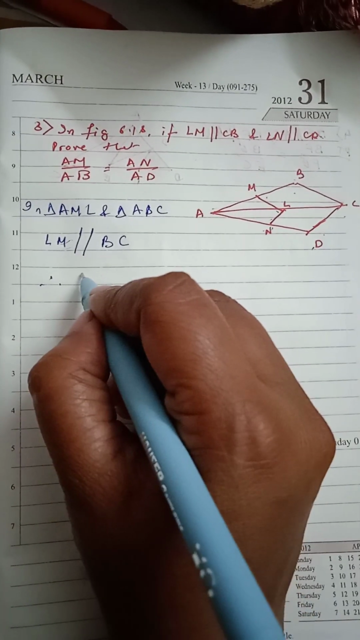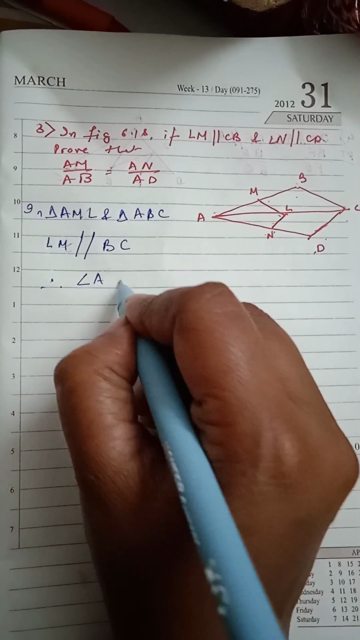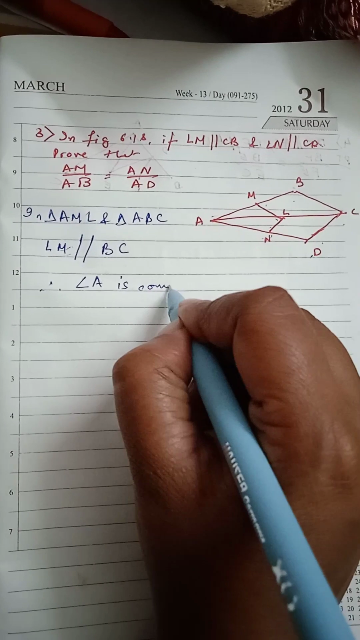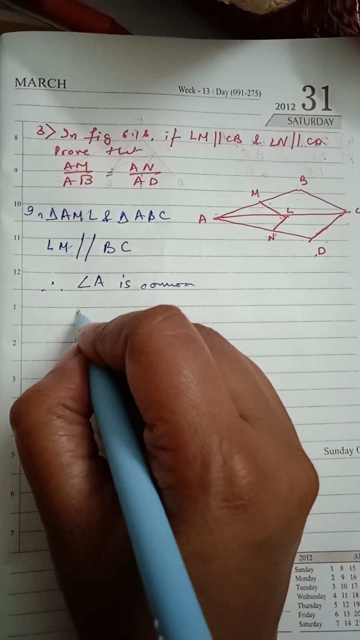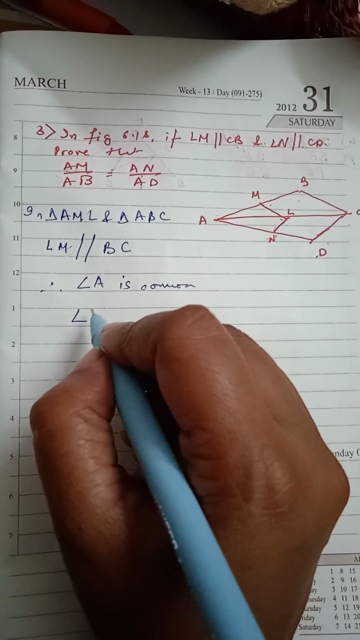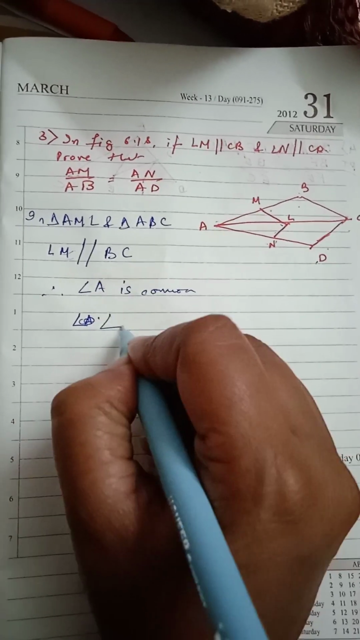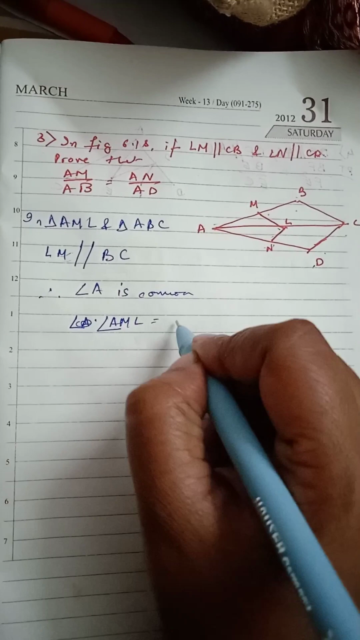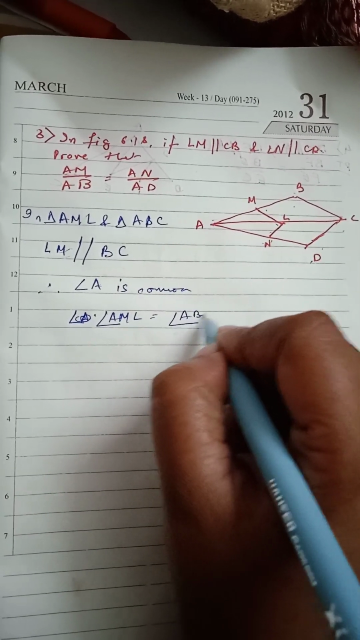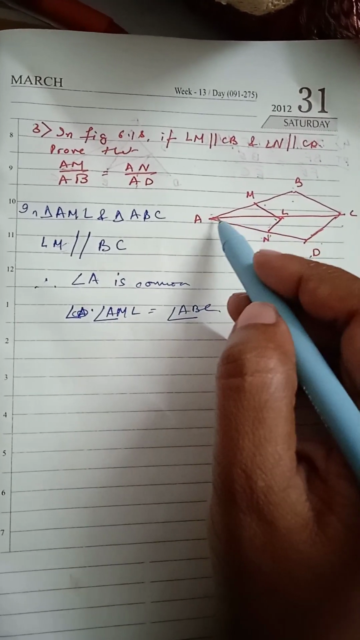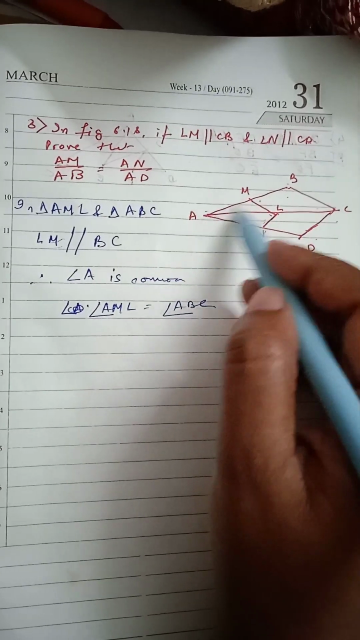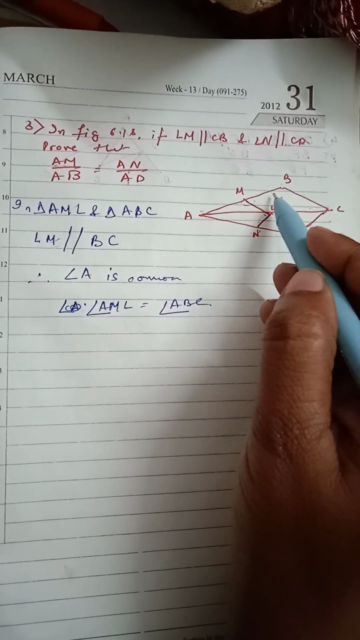Therefore, what happens? Angle A is common, so it's the same. Secondly, I get angle AML is equal to angle ABC. Why? Because if these both are parallel and this is a transversal, this angle is equal to this angle.